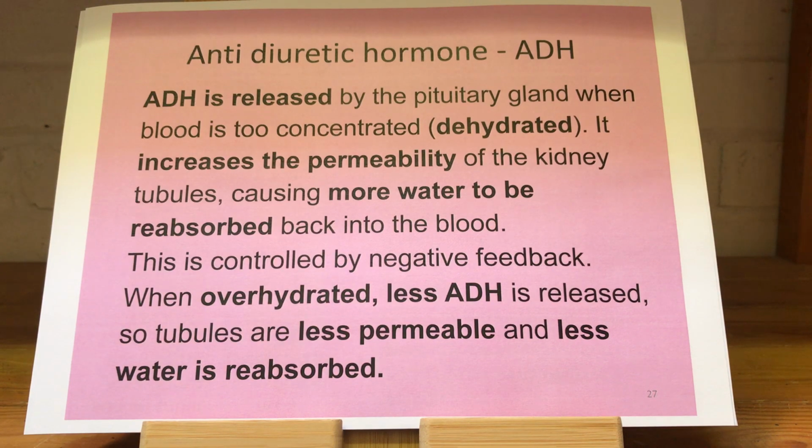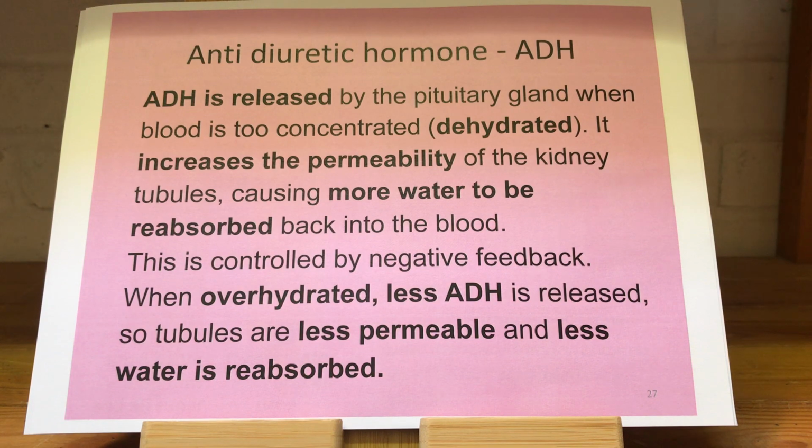Okay, more ADH is released. It makes the kidney tubules more permeable. Therefore, more water is reabsorbed back into the blood. So dehydrated, more ADH, tubules are more permeable, more water is reabsorbed back. Okay, and this is one of those negative feedback responses, and we'll look at those with the negative feedback loops in a bit.